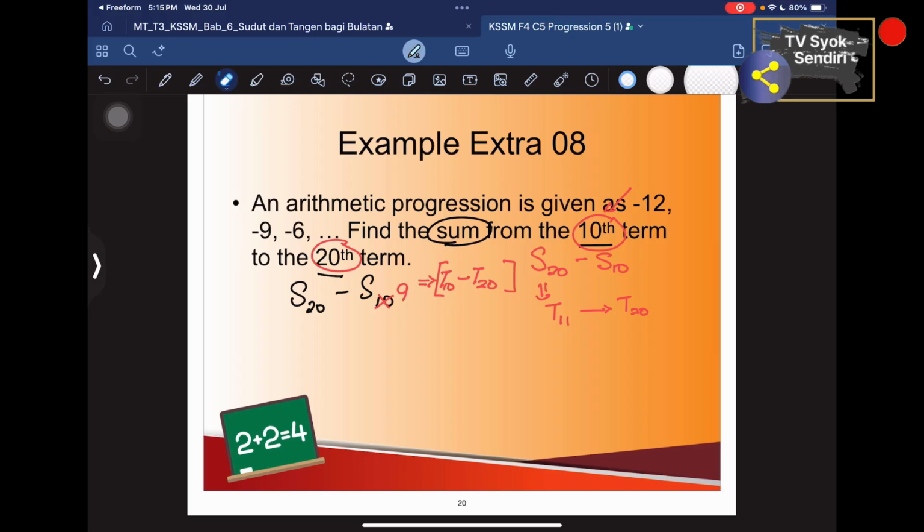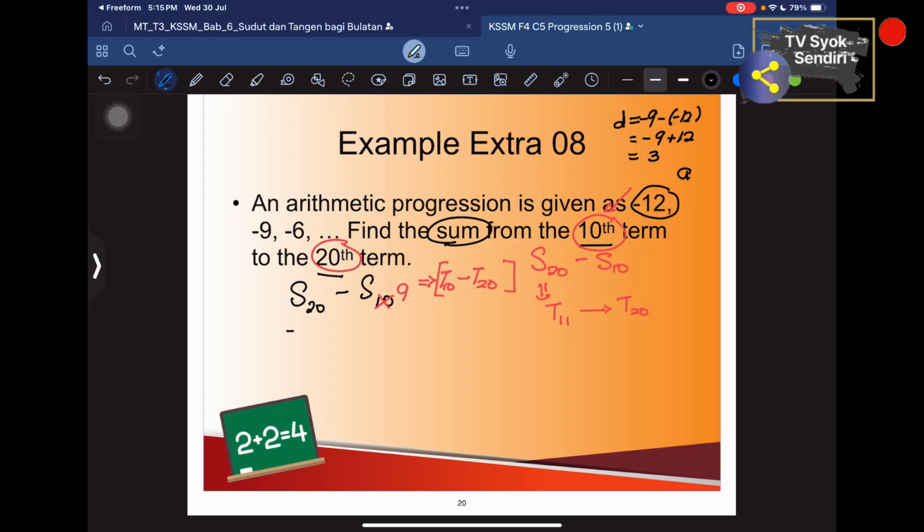Make sure you understand this. Now let's see what the answer is using this. First of all, I need to find my a. My a is here, -12. Now how about my d? My d is the second term minus the first term. Remember, it must be the second term minus the first term. So it should be -9 minus -12, which is -9 plus 12, ending up with +3. So I have d equal to 3 and a equal to -12.